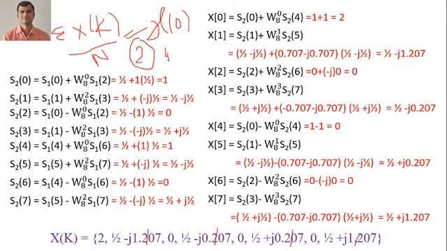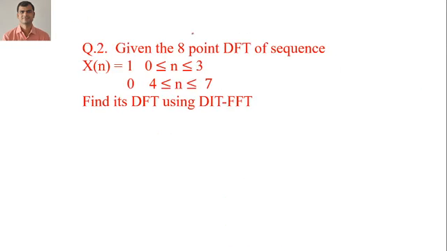So 4 divided by capital N, which is equal to 8, so that answer is equal to 1 by 2. So the value of x of 0 in the sequence of x of n is equal to 1 by 2 only. So the answer is correct. In this way we can find the DIT FFT algorithm for 8 point. Now you can find the next also.